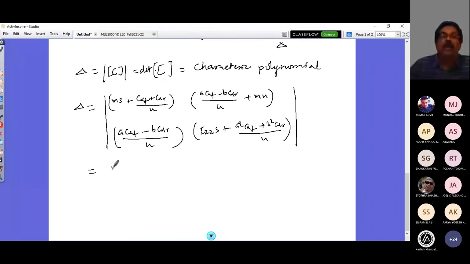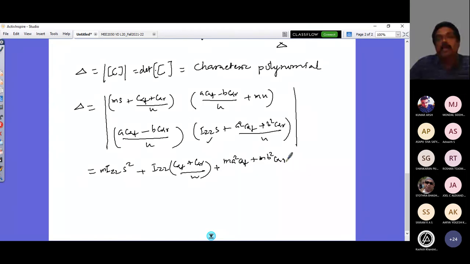So that's going to be M into S square. And then I multiply with this, so that's going to be plus IZZ C alpha F plus C alpha R by U. So first term I take and multiply both, and then I take second term and multiply with both. So that's going to be M A squared C alpha F plus M B squared C alpha R by U. Yes, MS into this I do, so into S, into S.